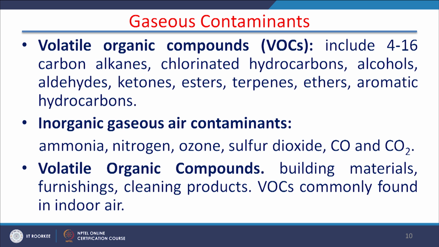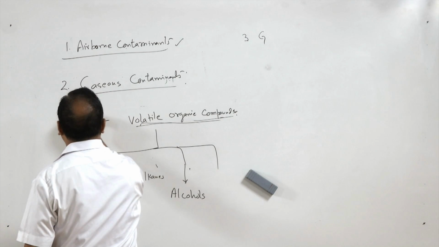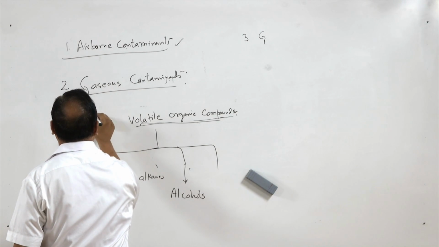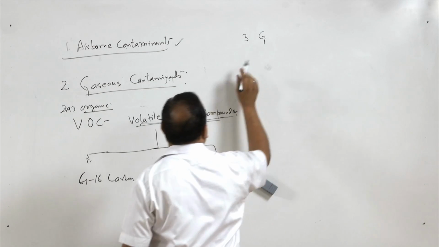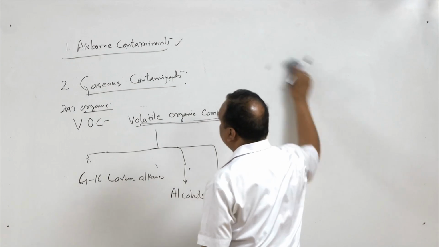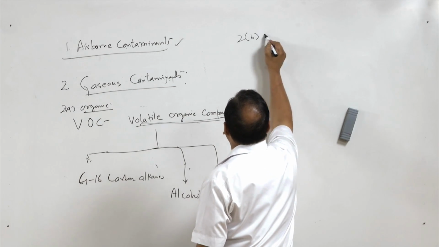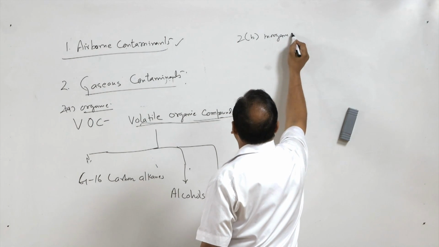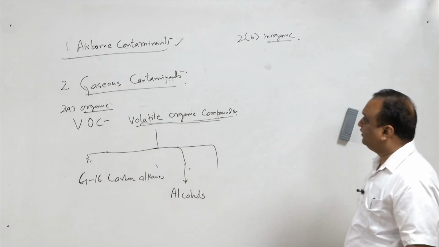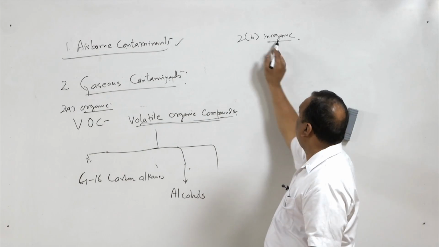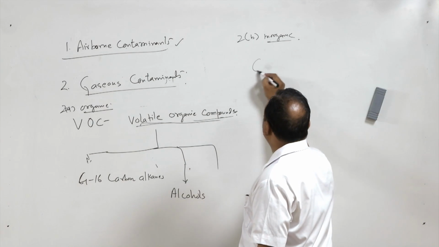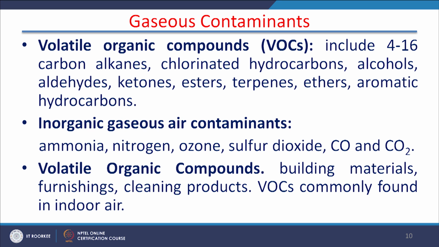Now the second type of gaseous air contaminant is gases, organic and inorganic. These are organic, 2A, and some are inorganic gaseous compounds, so 2B, inorganic. Organic gaseous compounds are the volatile organic compounds. Then inorganic, the first and foremost is carbon monoxide, ammonia, carbon dioxide, ozone, sulfur dioxide, and many more.